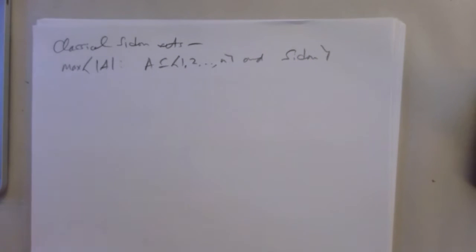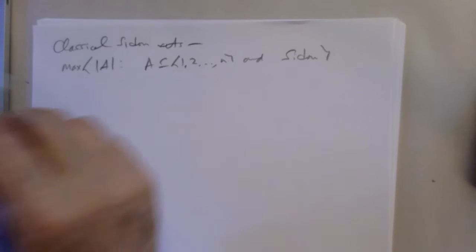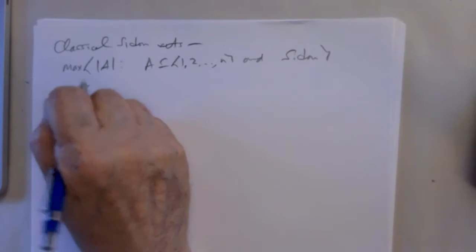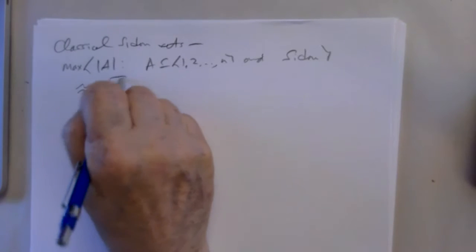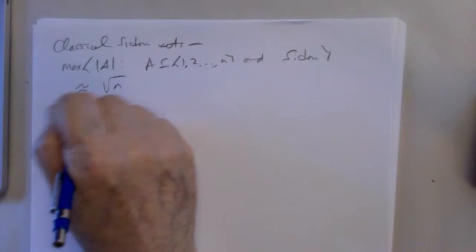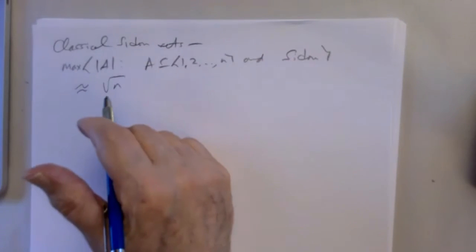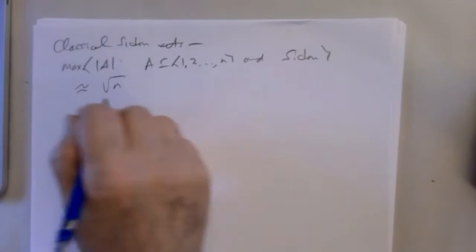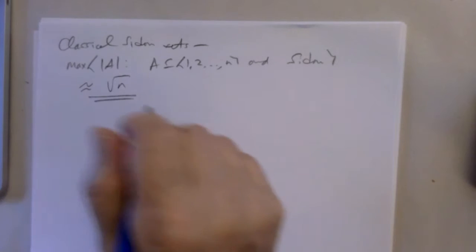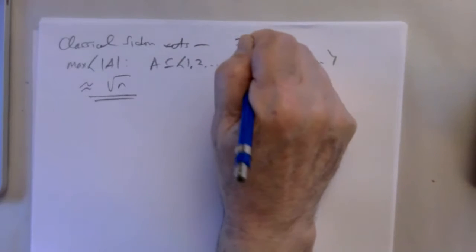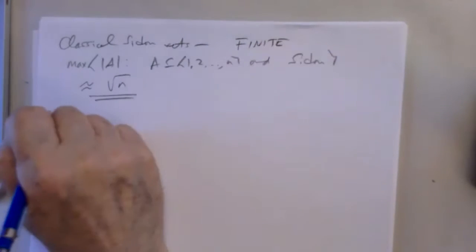And the answer is that this is approximately the square root of n. So let's say bounded above and below by constants times root n, but the order of this is square root of n. It can't be any bigger, but in fact, you can do constructions which get you something like this. This is for finite. What about infinite?